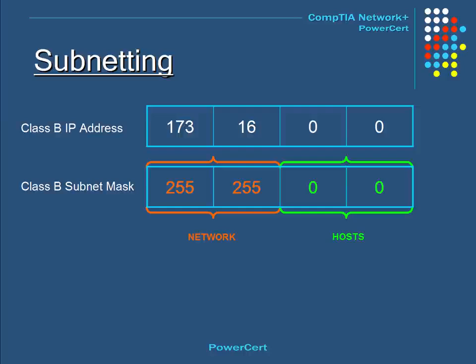So let's say we want to break down this network into 3 smaller ones. The formula we would use is 2 to the n power minus 2, where n equals the number of bits we need to borrow from the host portion of the subnet mask. So we need to make a custom subnet mask that is equal to at least 3 subnets or larger.